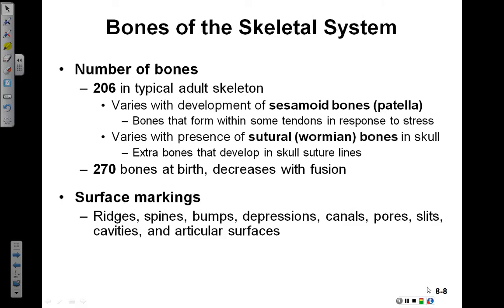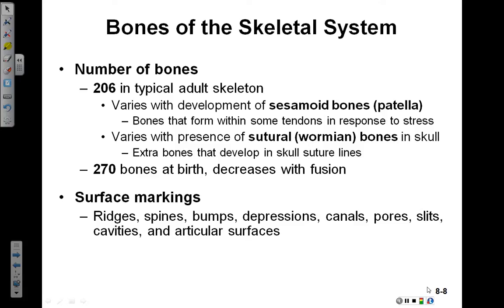Number of bones. There are 206 in your typical adult skeleton. There's what we have: the sesamoid bone, the patella, which is your kneecap. We know it looks like it's shaped like a sesame seed, which is why they call it a sesamoid bone. There are other sesamoid bones in the body too that I'm going to show you. Your metacarpal bones have a sesamoid bone, particularly the metacarpal bone of your thumb. It has a sesamoid bone.